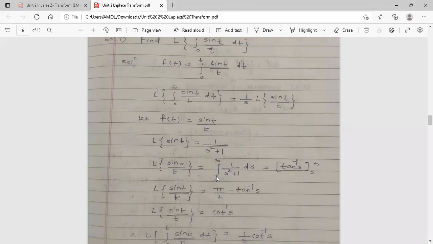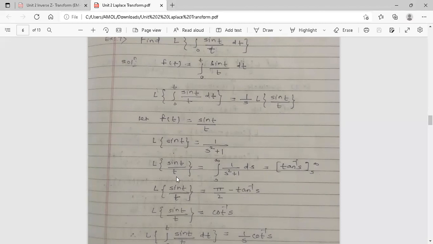So what is the integration of 1 upon s square plus 1? It is 1 upon 1 because the value of this constant is 1. So 1 upon 1 into tan inverse of s upon 1. 1 upon 1 means 1. Tan inverse of s upon 1 means tan inverse of s. And the limits are s to infinity. Now we put the upper limit infinity. Tan inverse infinity is pi by 2. So right here pi by 2, minus sign for the lower limit, tan inverse s. Replace s by s, we are getting the same function tan inverse s.